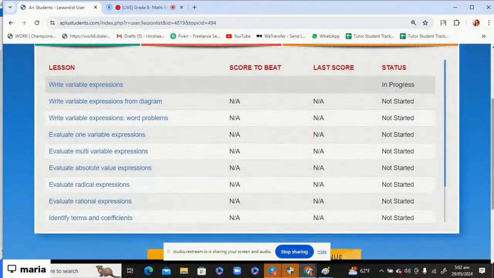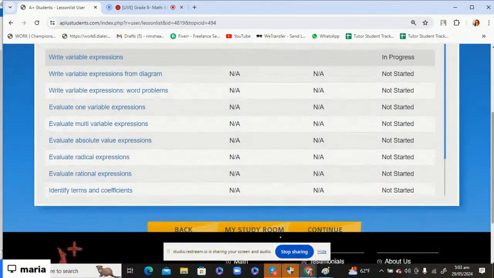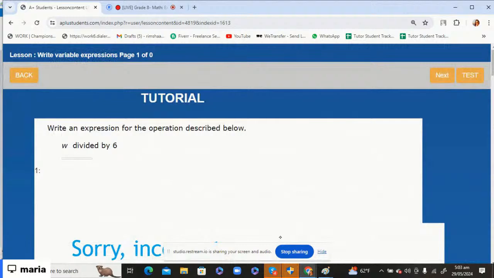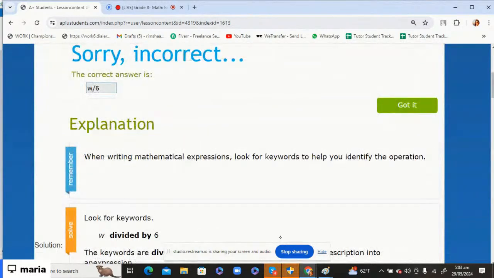The first lesson we discuss today is write variable expressions. The second lesson is write variable expressions from the diagram. The third one is write variable expressions word problems and evaluate one variable expression. So let's go to the first one, write variable expressions. Here is the first chapter.